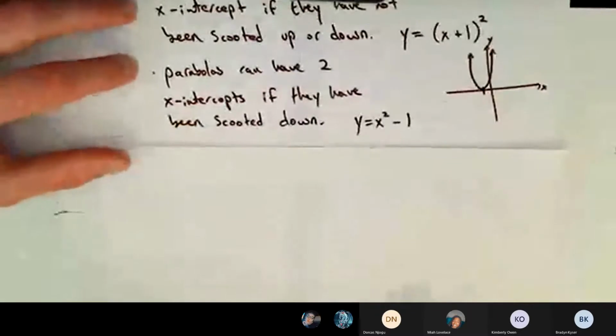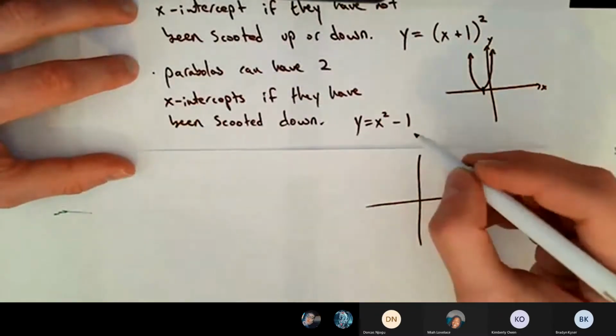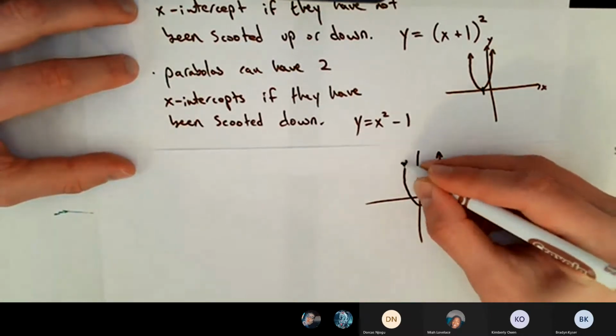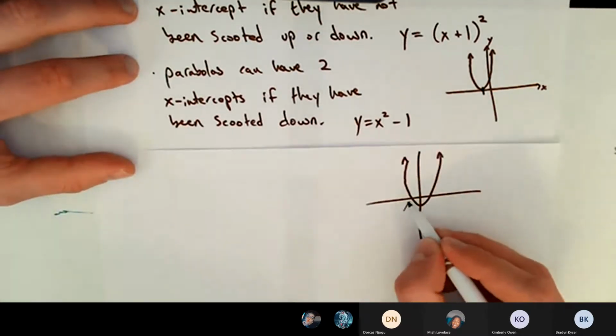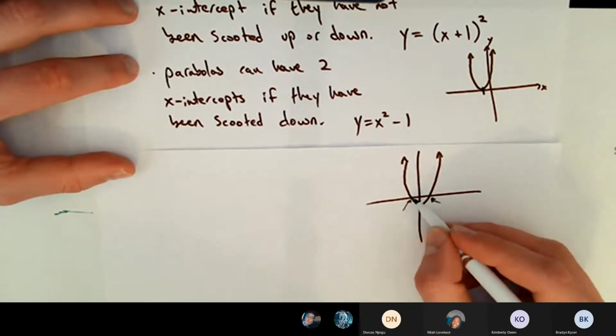What will that picture look like? I believe we sketched this one, and it looks just like this, like that. And we see the two x-intercepts happening right there and there.